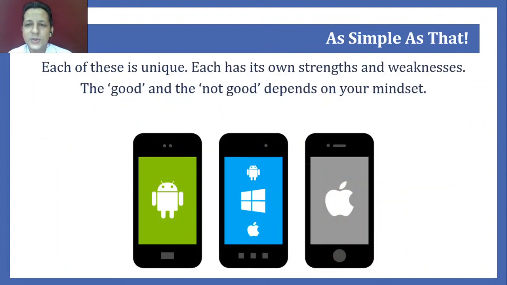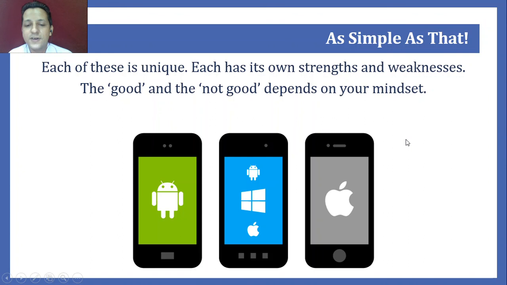Let me use a very interesting analogy towards the end of this presentation. It is as simple as that. There are three kinds of mobiles. The image reflects that there are three kinds of different mobiles which use different operating systems. On the left-hand side is an Android mobile phone. In the middle is a Windows phone, which is now not available in the market. And the third one is the Apple iPhone. See, there are three kinds of mobile phones in the market.